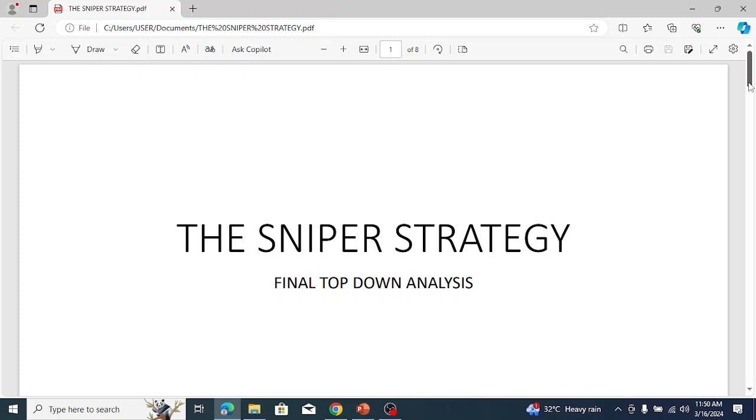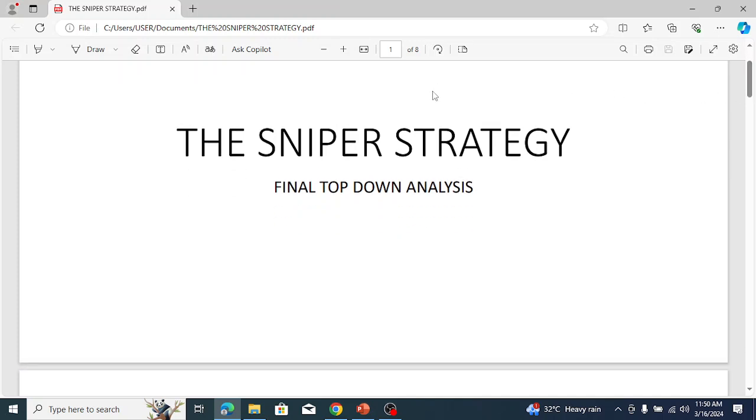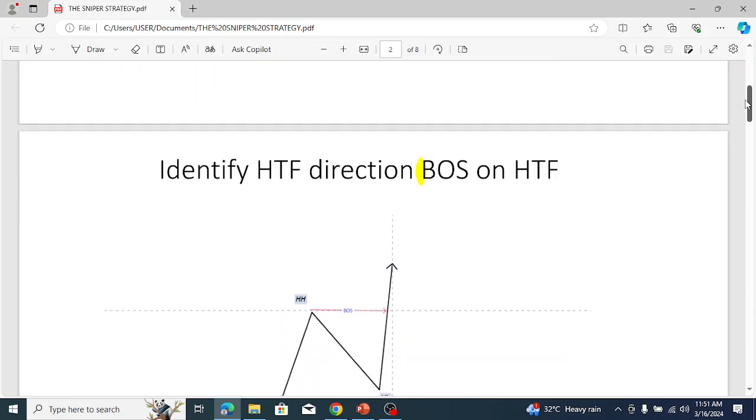That is it. So this is the first thing, the top-down analysis, the sniper trading strategy top-down analysis. The number one thing to do is to identify your higher time frame direction. That is your breakout structure. This BOS means breakout structure on the higher time frame, right?